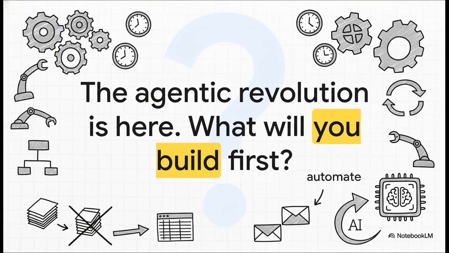And that leaves us with one last question. Now that you have the basic framework, what's that one simple, repetitive task in your own world that you're going to automate first? The agentic revolution is here. What will you build?